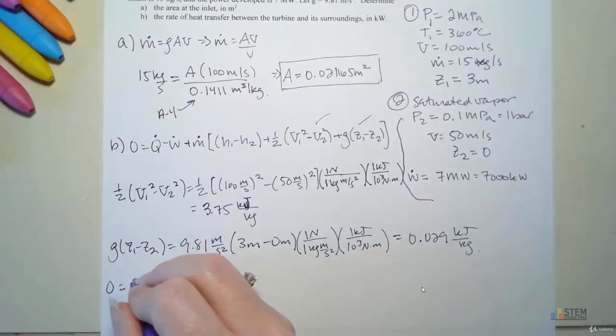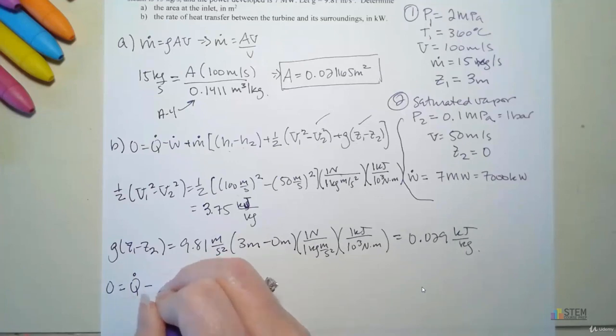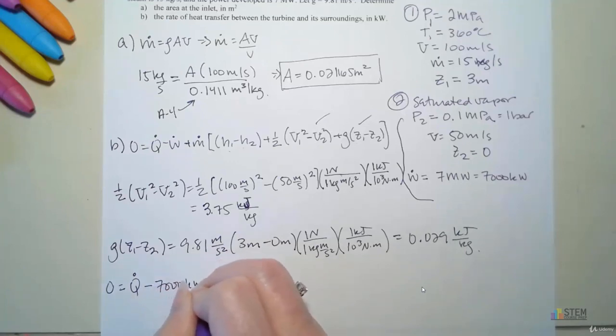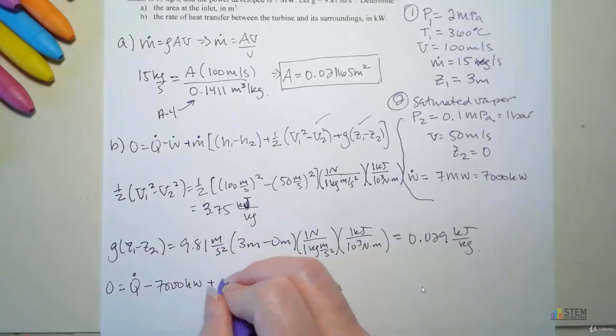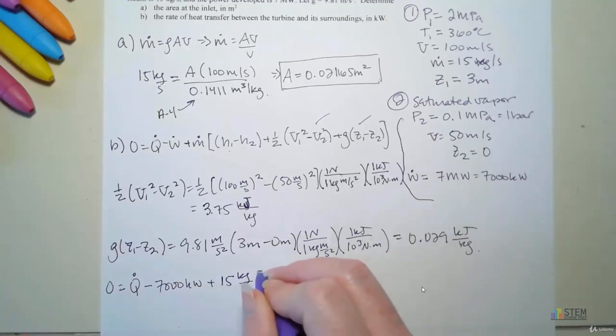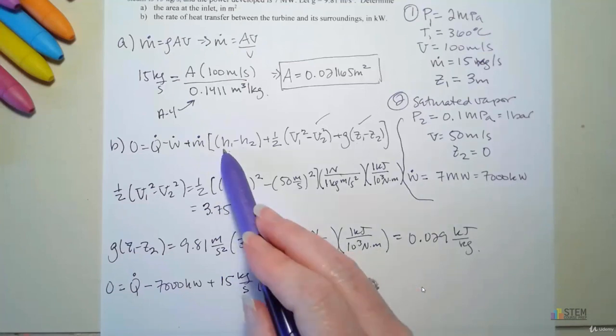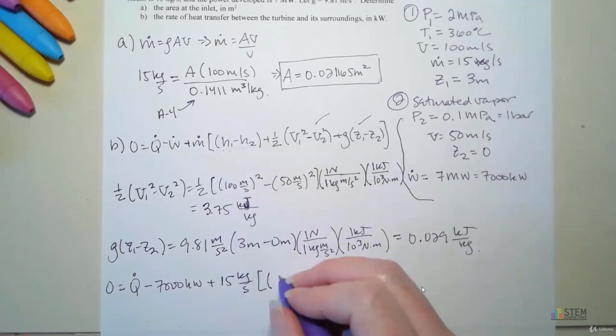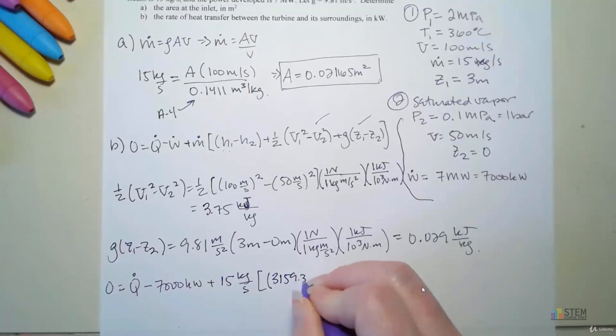So we're going to have 0 equals Q dot minus the 7,000 kilowatts plus m dot, which is 15 kilograms per second, and then multiply that by H1. H1 is going to come from the superheated vapor table, so that's going to be table A4. That value is 3159.3 kilojoules per kilogram.